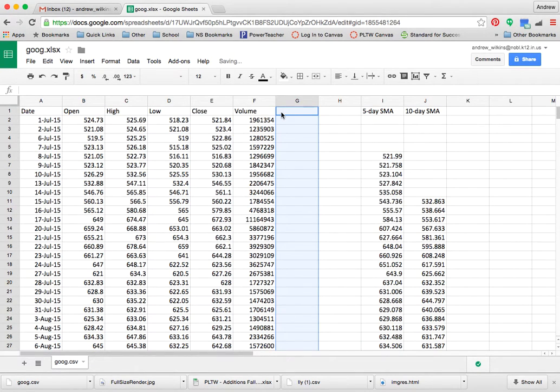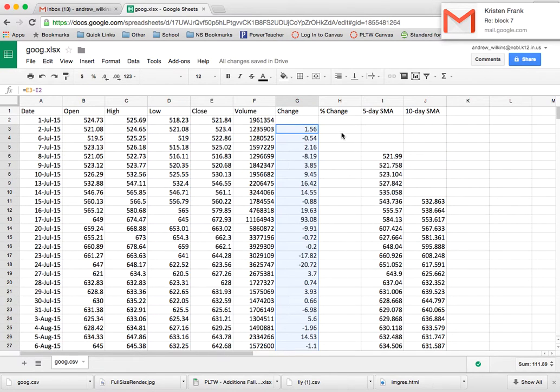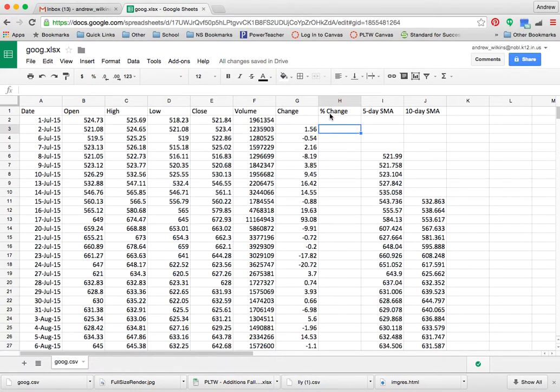All right, if you remember, we did change and percent change before. Change again is the change in the closing price. So this would be the closing price of the later day minus the closing price of the earlier day. And that change, the formula will stay the same all the way down. And then the same thing is true for percent change.